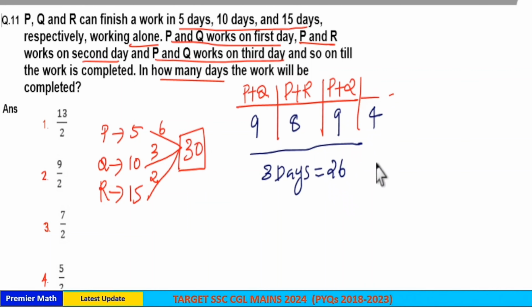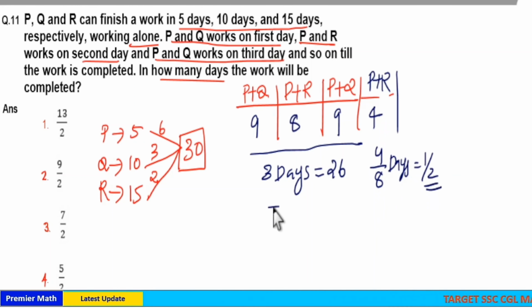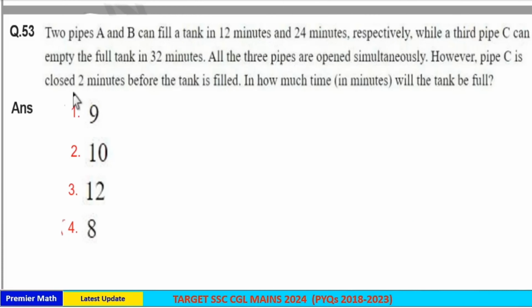Remaining work 4 unit is completed in 4 by 8 days because P plus R can complete 6 plus 2, 8 unit of work in one day. So 4 unit will be completed in 4 by 8 days, which is equal to 1 by 2 days. So total days is equal to 3 days plus half day. Option 3 is your answer.